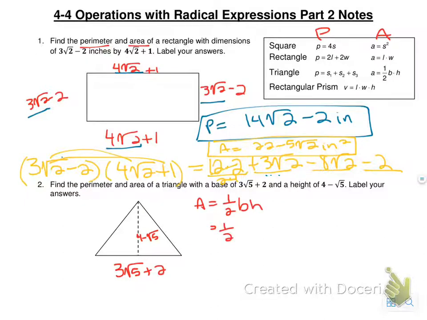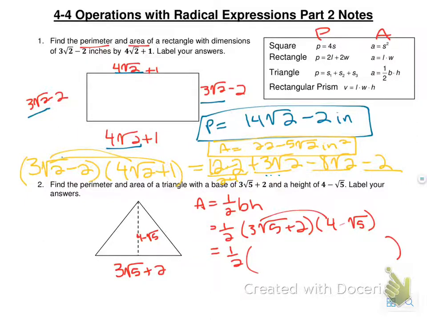So 1/2 times the base times the height. Okay, so let's FOIL these first. So 3 root 5 times 4 is 12 root 5. 3 root 5 times negative root 5 is negative 3 times 5. 2 times 4 is 8. And 2 times negative square root of 5 is negative 2 root 5.